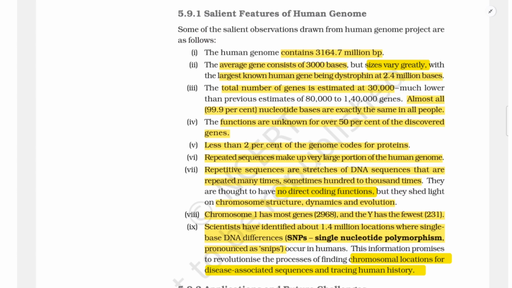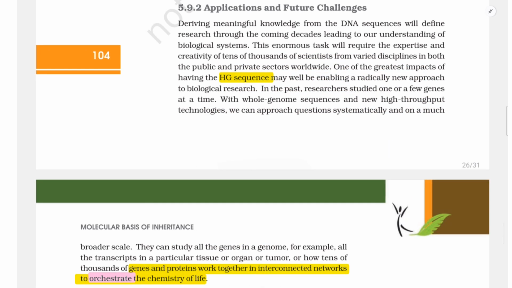Number 8. Chromosome 1 has the most genes, 2968, and the Y has the fewest, that is, it has only 231. Number 9. Scientists have identified about 1.4 million locations where single base DNA differences, single nucleotide polymorphisms, pronounced as SNPs, occur in humans. This information promises to revolutionize the process of finding chromosomal locations for disease-associated sequences and tracing human history. 5.9.2 Applications and future challenges.